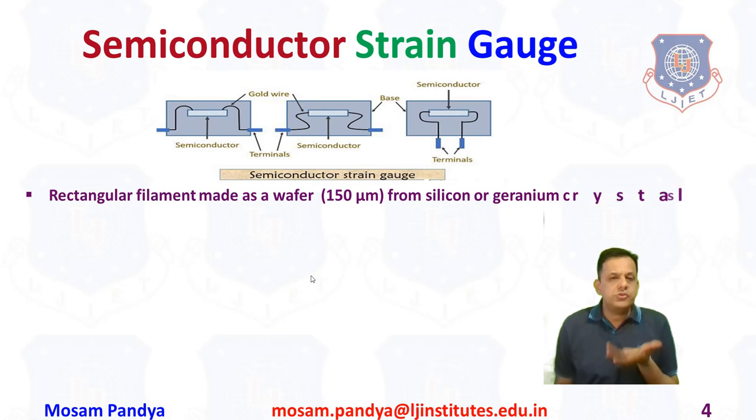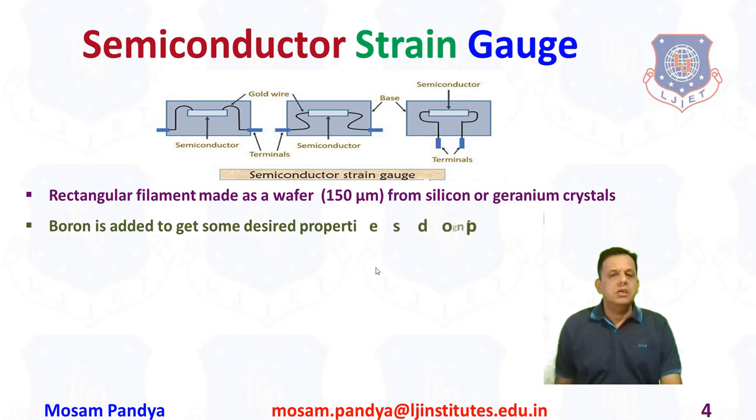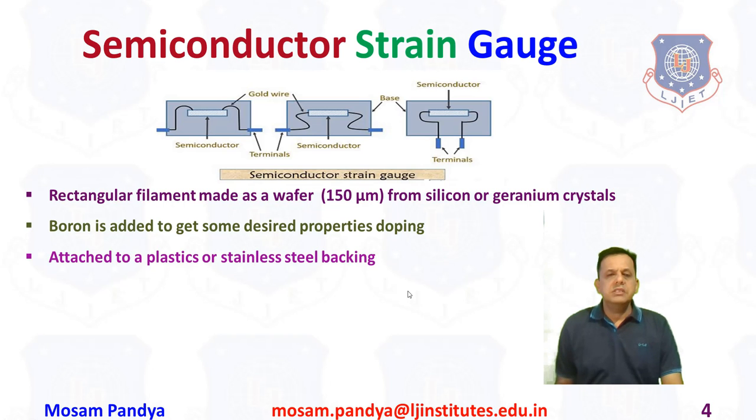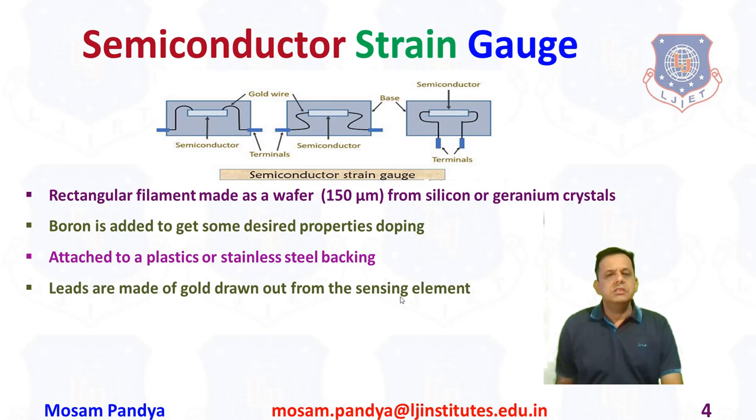So what is the basic process? A rectangular filament is made as a wafer, a semiconductor wafer of approximately 150 micrometer, which may be silicon, it may be germanium. Keep in mind, these are pure semiconductor silicon and germanium crystals, and we add boron for doping purposes. And once again, plastic or stainless steel, here we are using plastic, I say polyimide or bakelite material, as a backing. And once again, leads are made of gold drawn out from the sensing element.